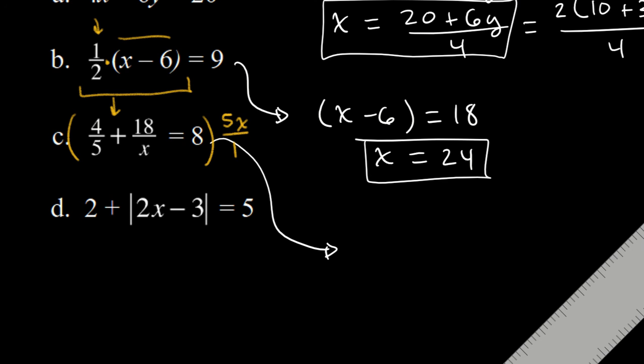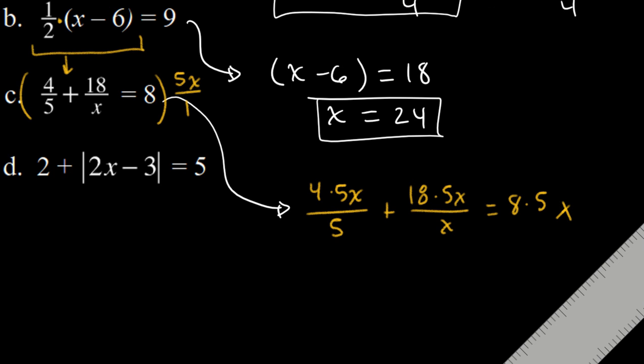So this left-hand side I'm going to rewrite as 4 times 5x over 5 plus 18 times 5x over x, and that's going to equal 8 times 5x. I hope you can see that I did indeed put a 5x in every single one of those terms. This is multiplication, so there are some common factors that we can cancel, some giant ones. So I've got this 5 over 5.